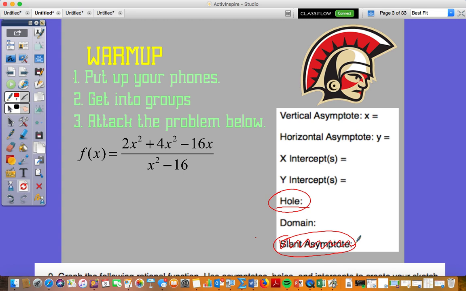Yes. It's 2x to the second. Oh, it should be 2x to the third. That's what I was thinking. I was like, I don't remember this. 2x to the third. Thank you, Devin. 2x to the third. That might help a little bit.